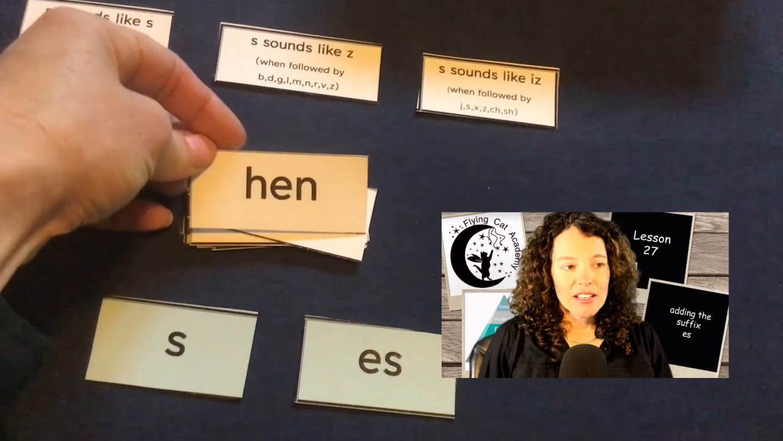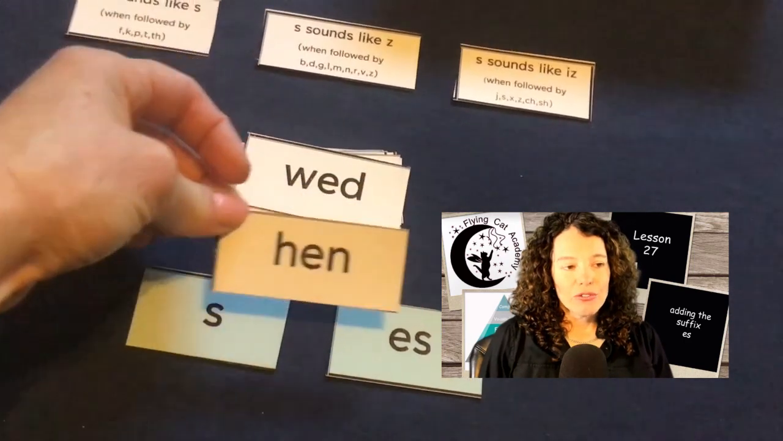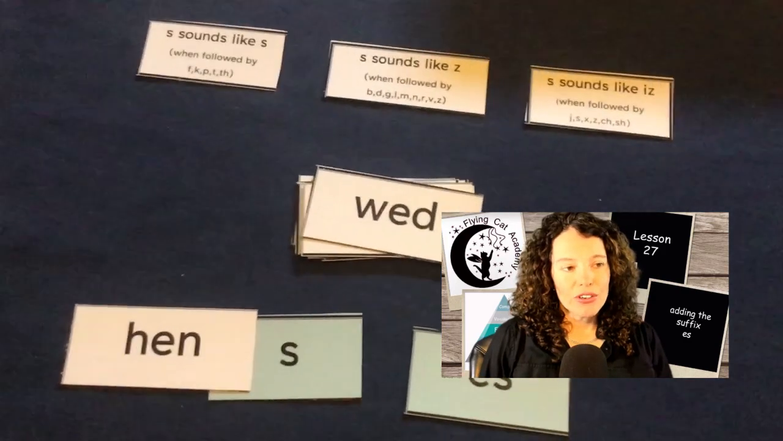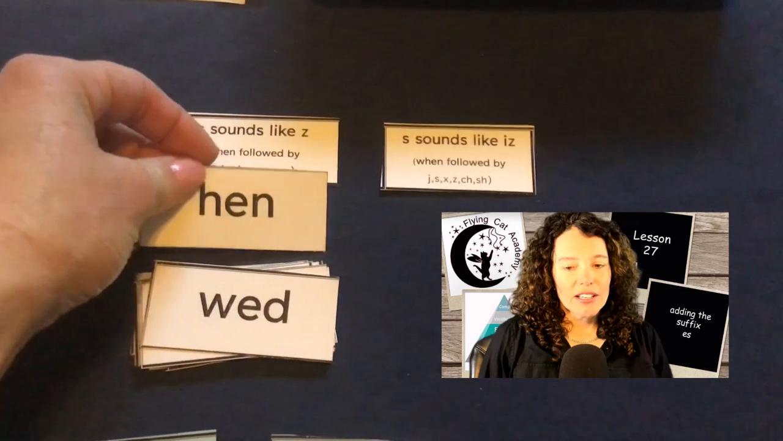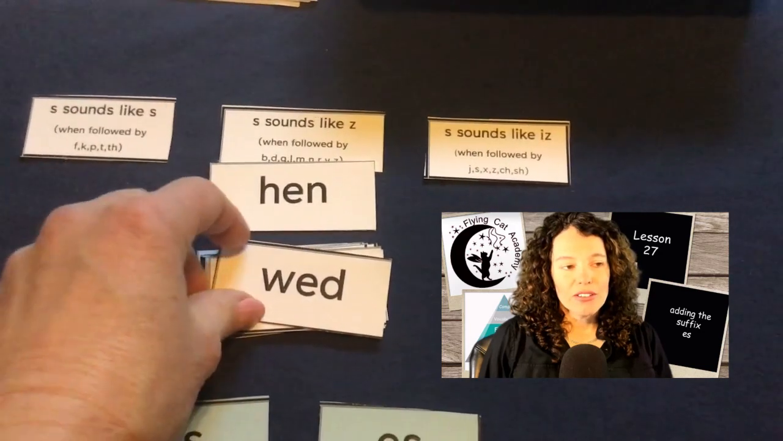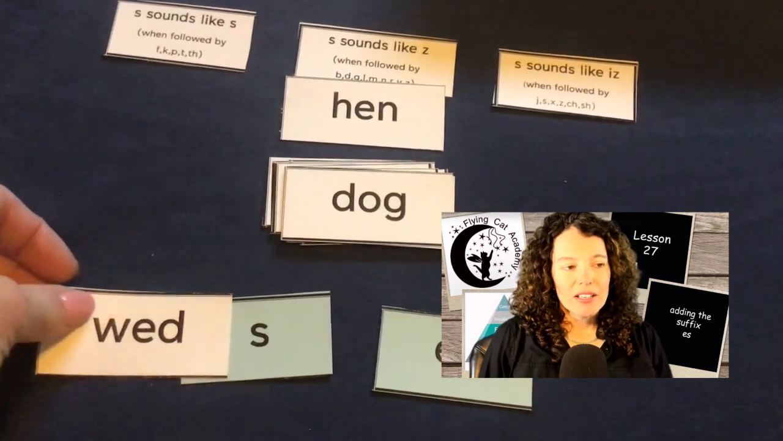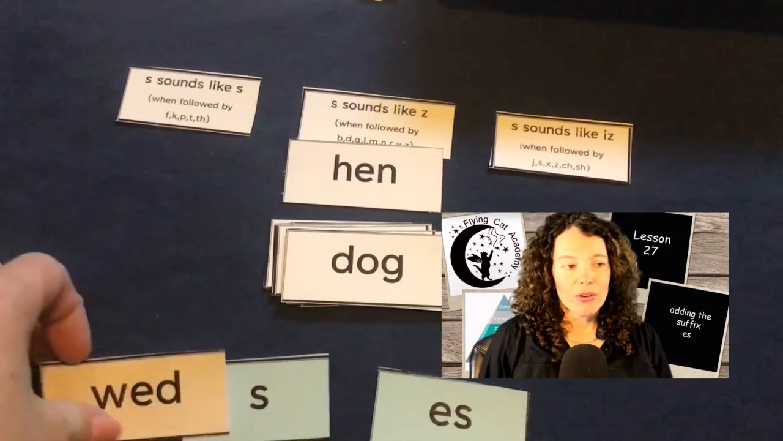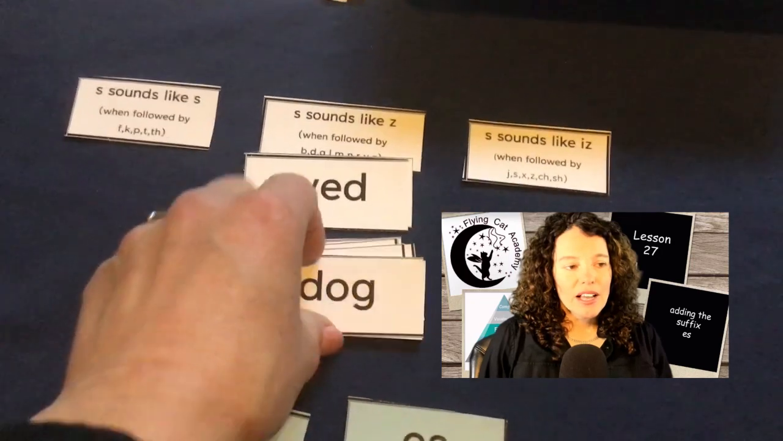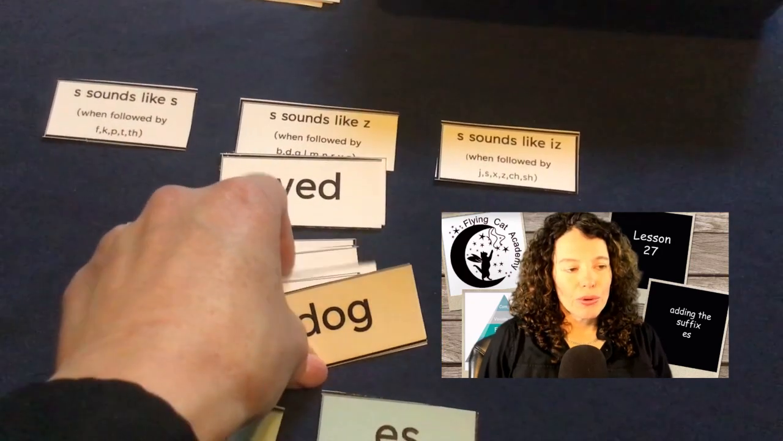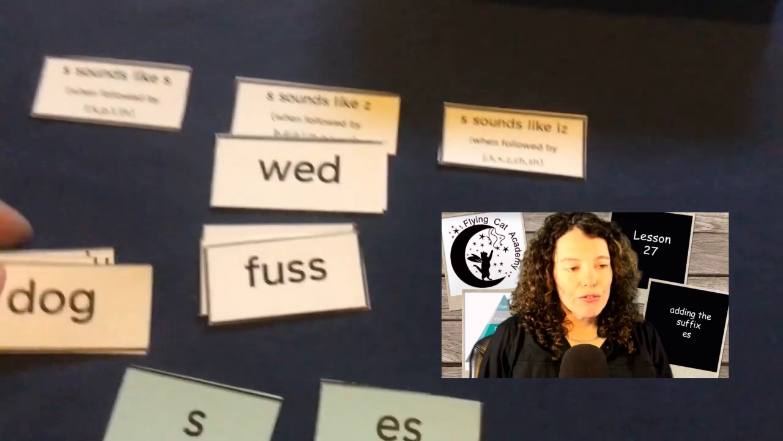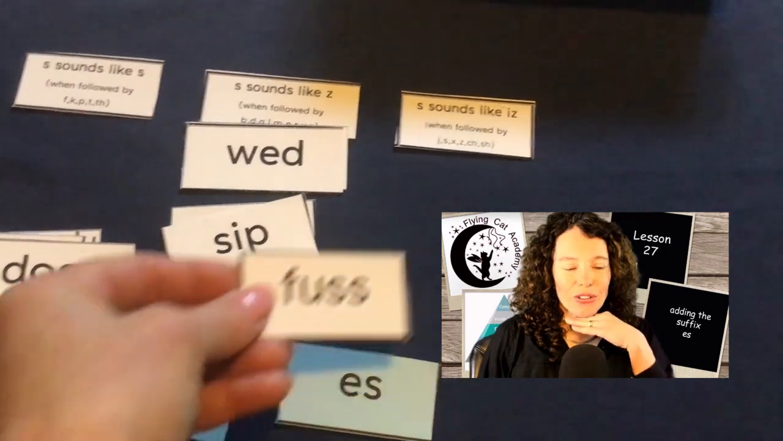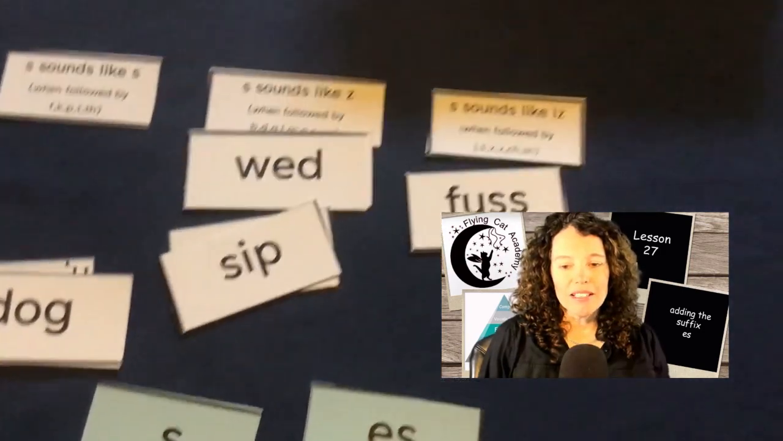So hen, let's move it down to the S first. And to hens. So which one would that go under? Let's sort it. I think the S is sounding like a Z because N is a motor on, so that's where that one goes. How about wed? Well, D is a motor on, so we know it'll sound like a Z, weds. So that'll go under the same one. And then we can just go through, and we'll look at fuss here. We would say fusses, and you can hear there's two syllables, fusses, so that must be an ES situation.